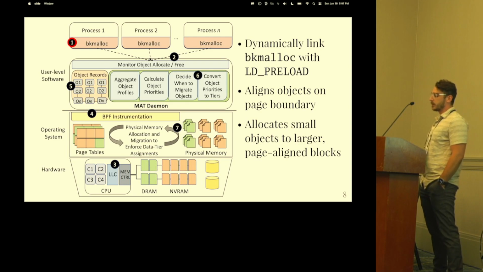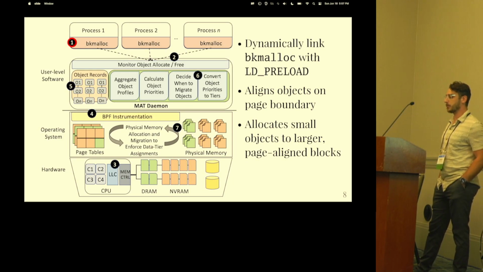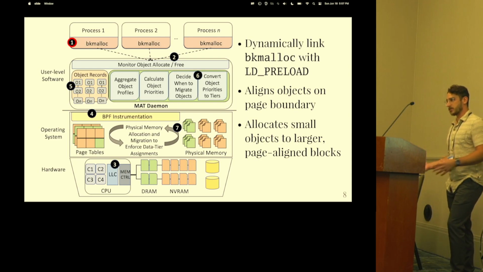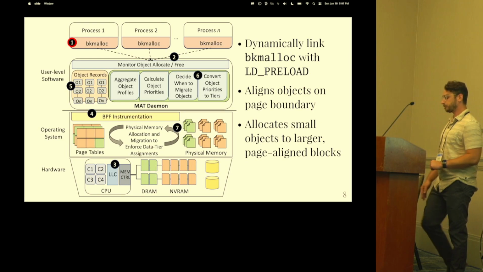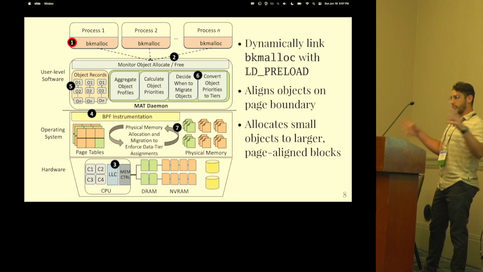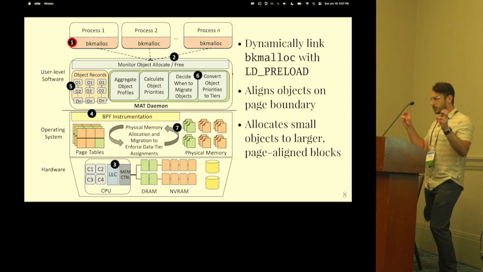So bkmalloc is dynamically linked to the program with LD_PRELOAD, so the application runs unmodified and just gets this new malloc implementation. When the application allocates objects, they are aligned on page boundaries, and their size is padded out to the next page so that we can use the NUMA subsystem to migrate them as a whole. And you might be wondering what happens when the application wants an object that's smaller than a page. Well, we sort of aggregate those into big page-aligned blocks and consider them as one object.